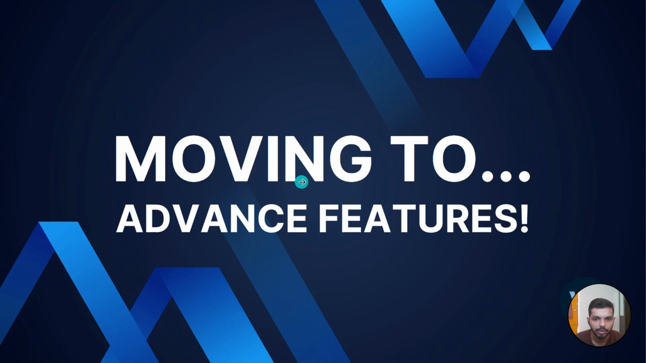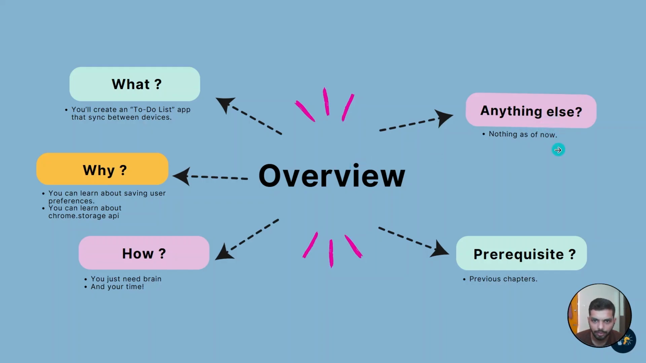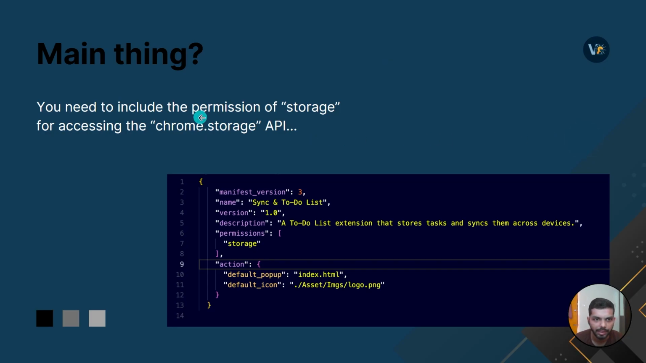Now we are moving towards the advanced features, basically chapters 4 and 5. Chapter 4 was all about storing and retrieving data. We'll skip an overview again. Section 1 of chapter 4 was all about the chrome.storage API, where we have seen how we can use that storage API.